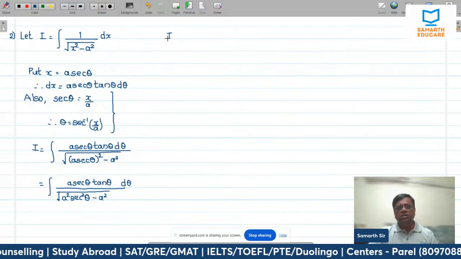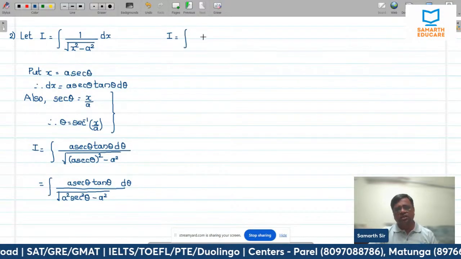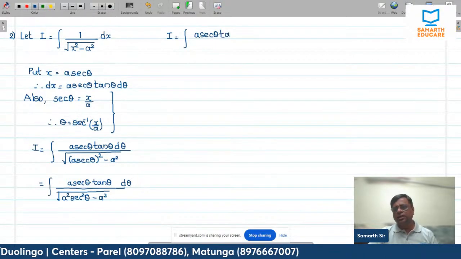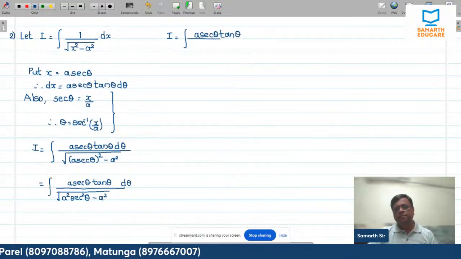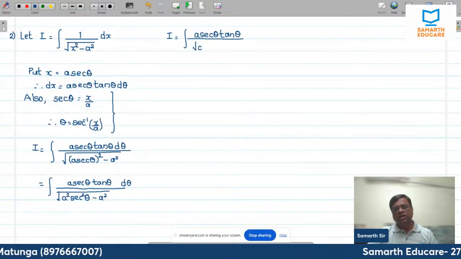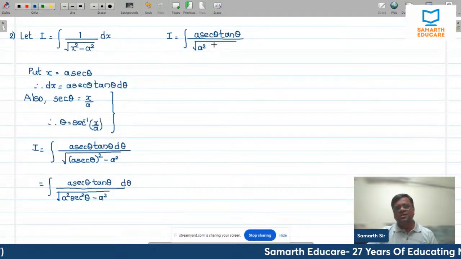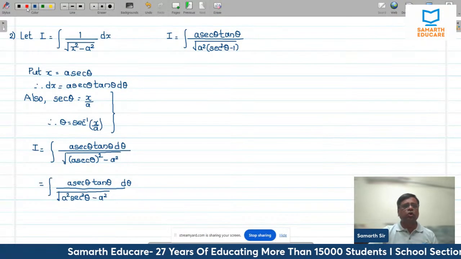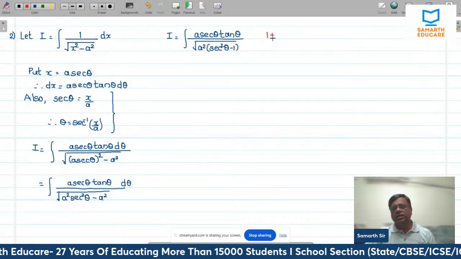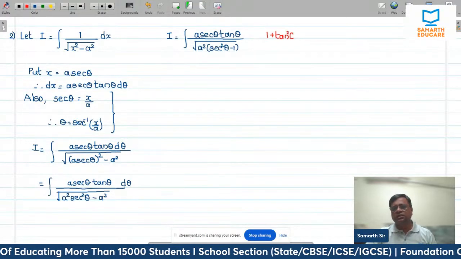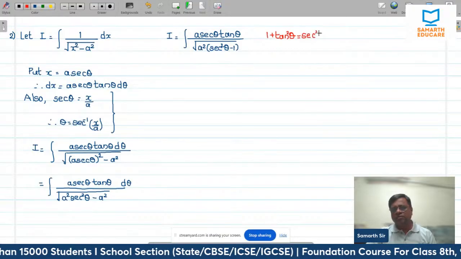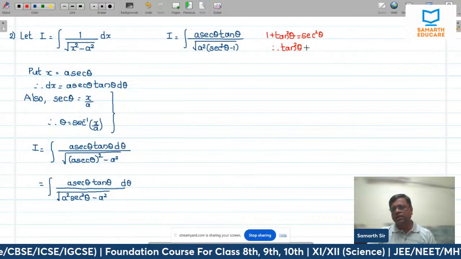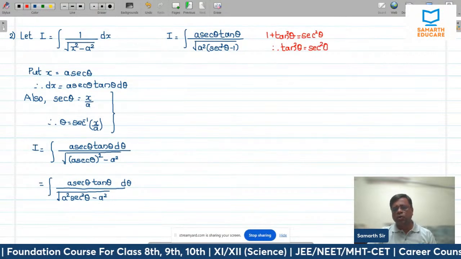Now I is equal to, once again, a sec theta tan theta divided by, if I take a square common, inside the bracket is sec square theta minus 1. Now, as we all know, the second identity in trigonometry is 1 plus tan square theta is equal to sec square theta. That means sec square theta minus 1 is always equal to tan square theta.